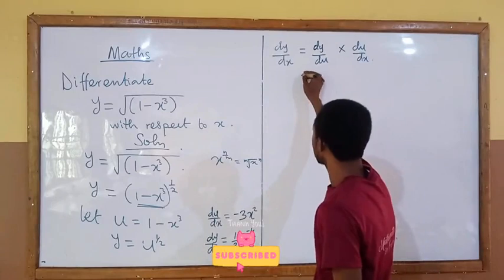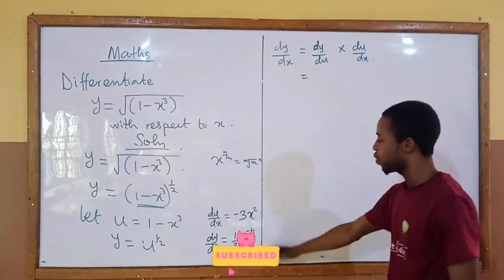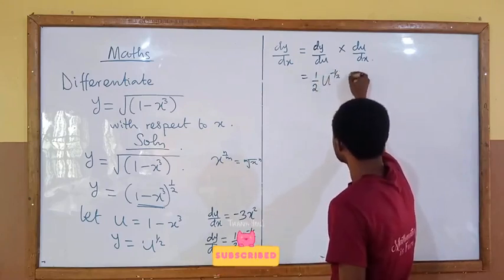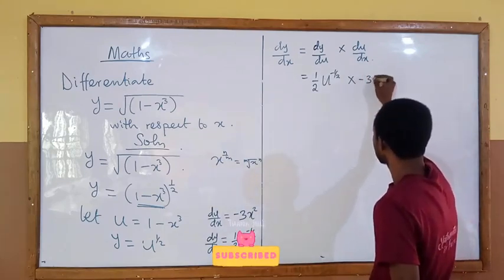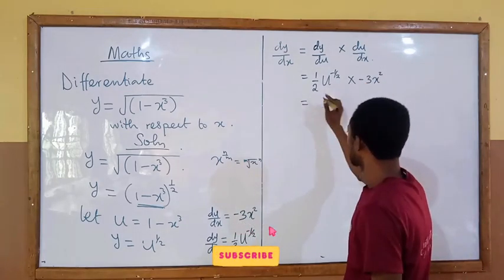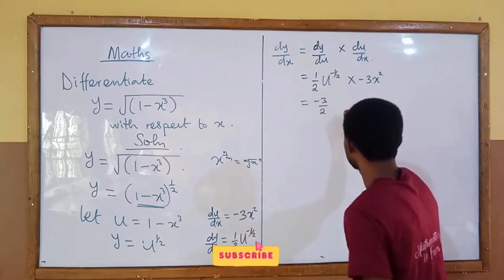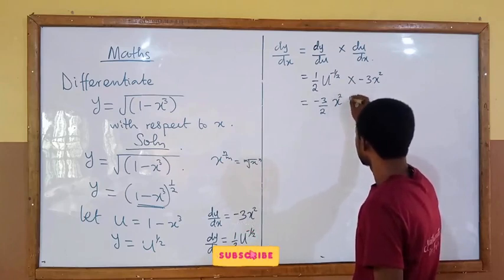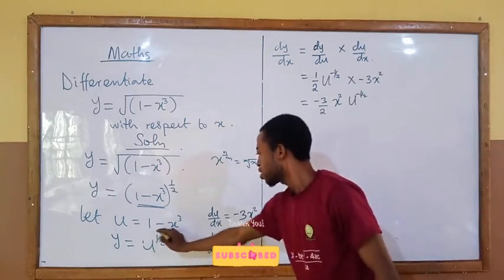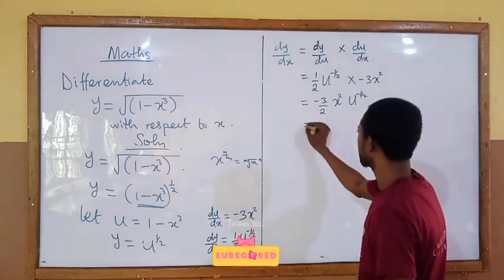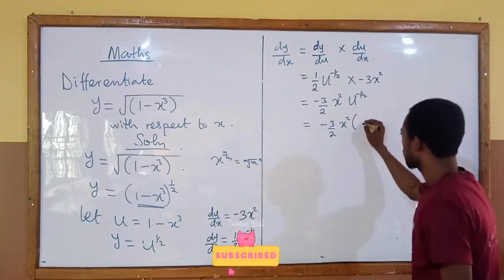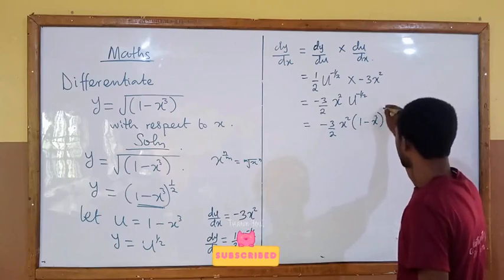So replacing in this formula, dy/dx will now become dy/du, that's half u raised to power minus half, times du/dx, that's minus 3x squared. Then when we multiply, this becomes minus 3 times half, that's minus 3 over 2, then x squared, u raised to power minus half. Since our u is given as 1 minus x cubed, replacing u here, that's minus 3 over 2 x squared times 1 minus x cubed, raised to power minus half.